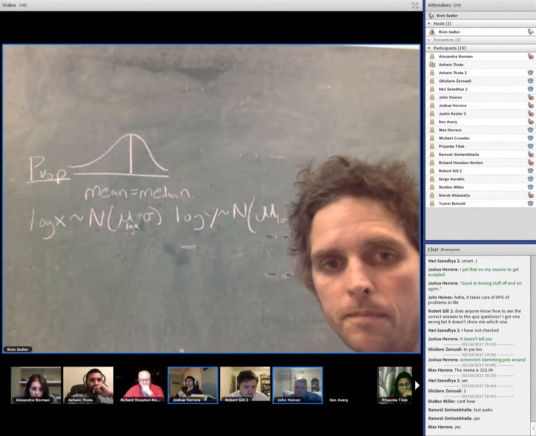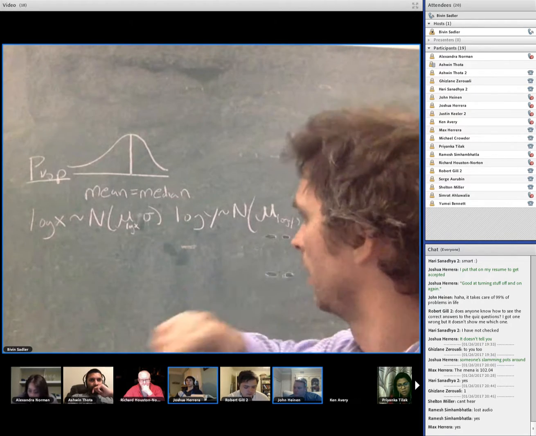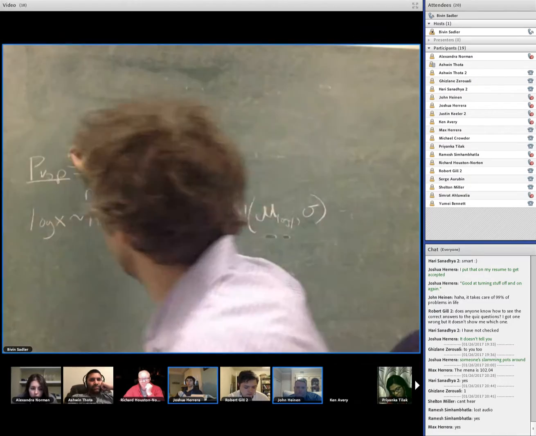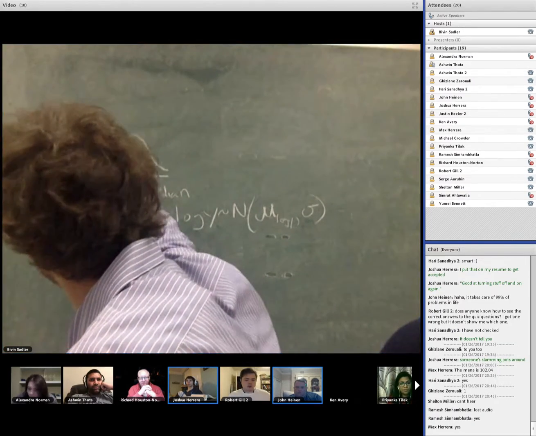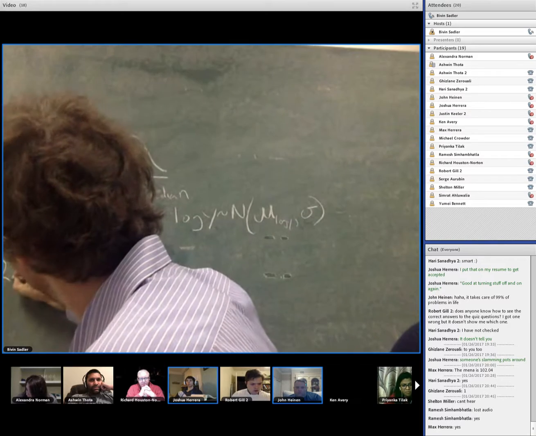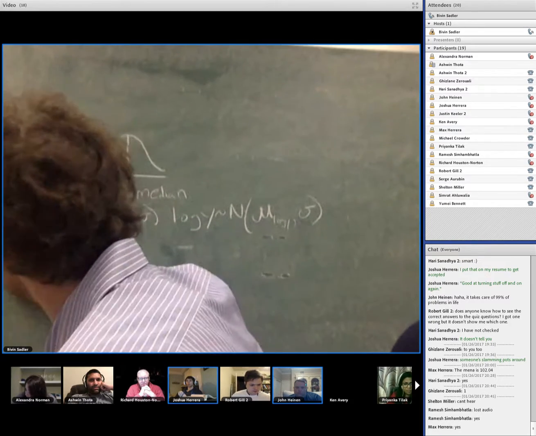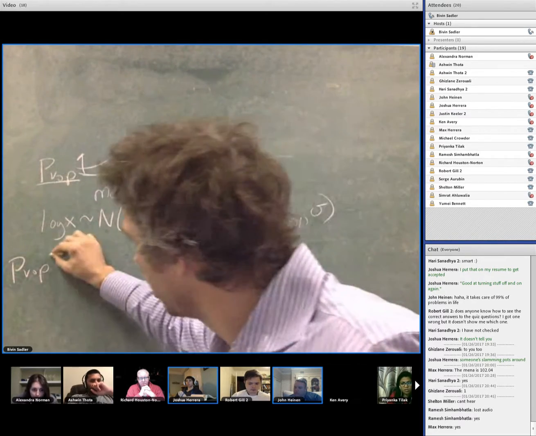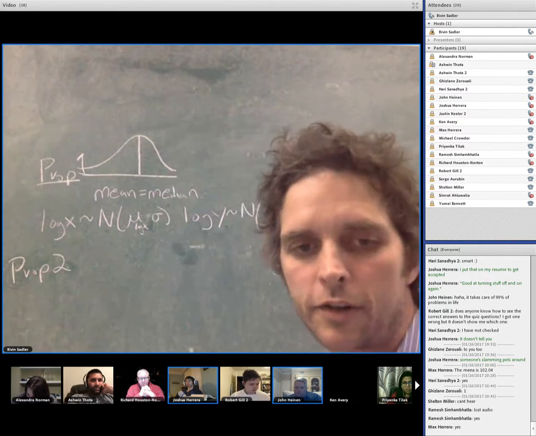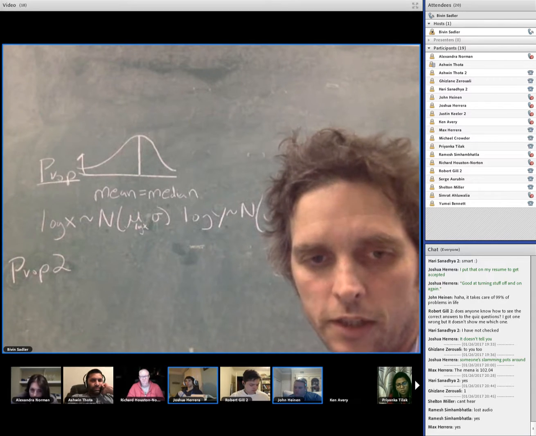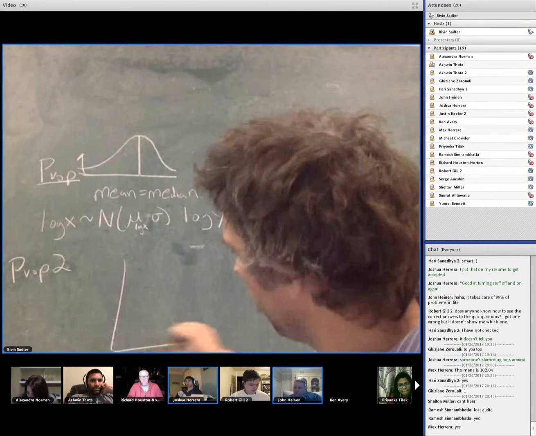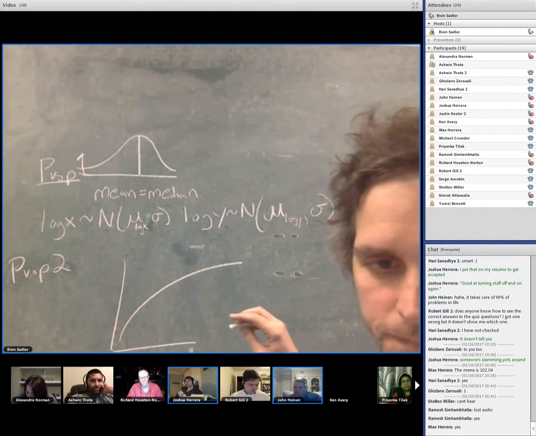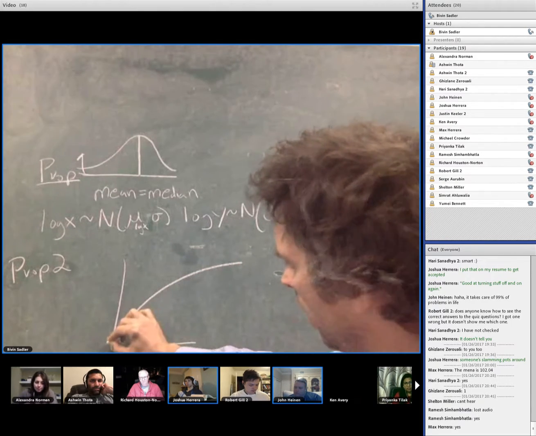So what do I want to do here? I want to come up with another proposition. Proposition 2 is this. Note that the log transformation is monotonically increasing. It's a monotonic function. Now what does that mean? That means that it's always increasing. It flattens out, but it keeps increasing no matter what, right? X cubed is a monotonic transformation. This is not a monotonic transformation. It goes up and down.